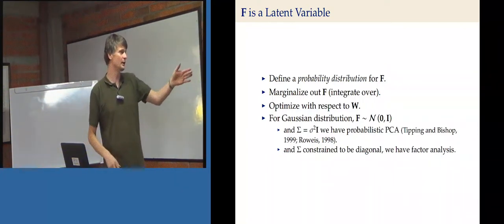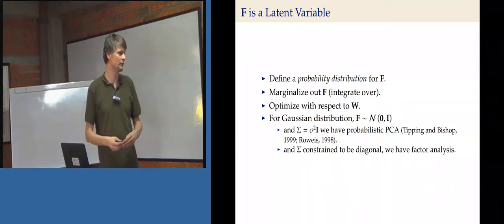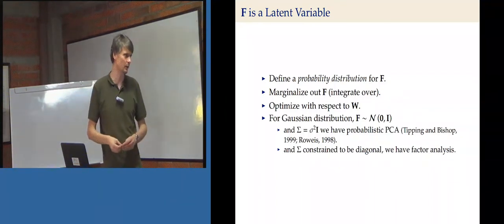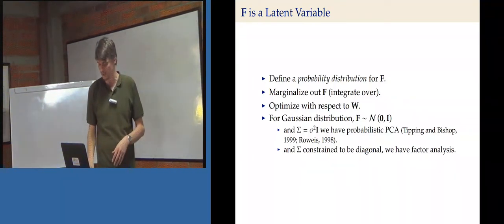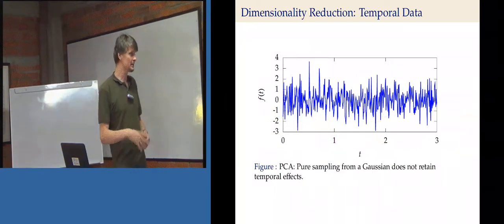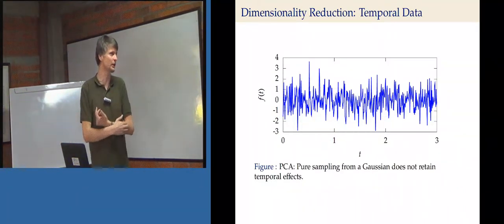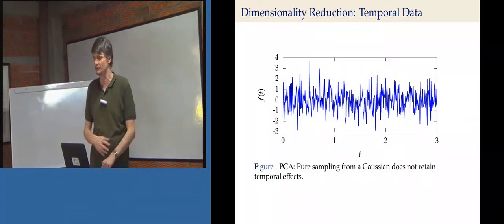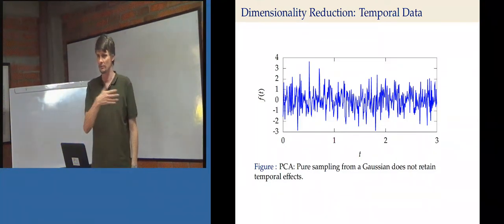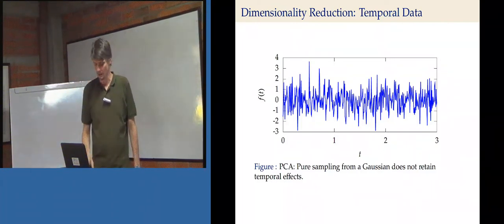Now, if we constrain the noise to be diagonal, we have factor analysis. If the noise is spherical, we have probabilistic PCA. We've just reviewed that. So here's the PCA type prior over time. It's just the white noise prior. It shouldn't even be connected up like this. There's no connectivity on it. It's just noise. Independent Gaussian samples at all intervals.